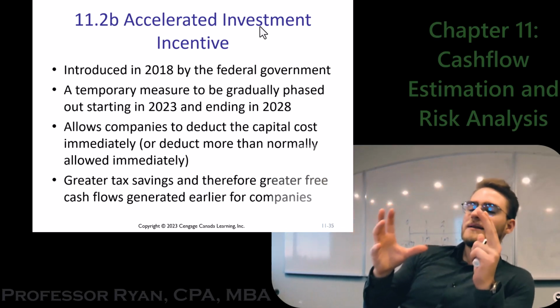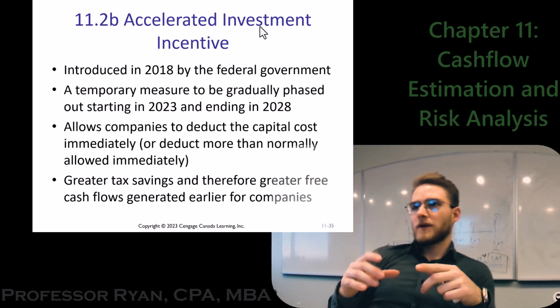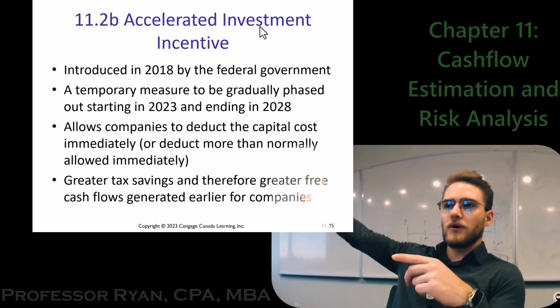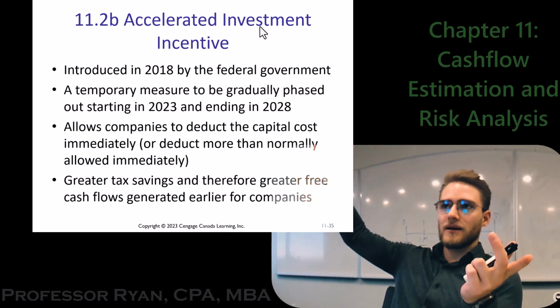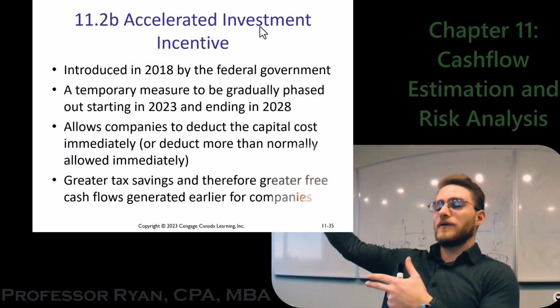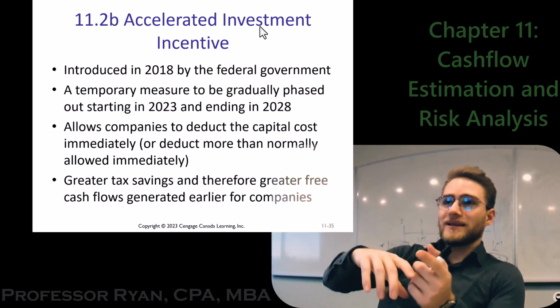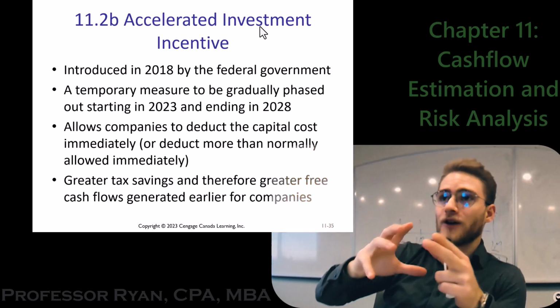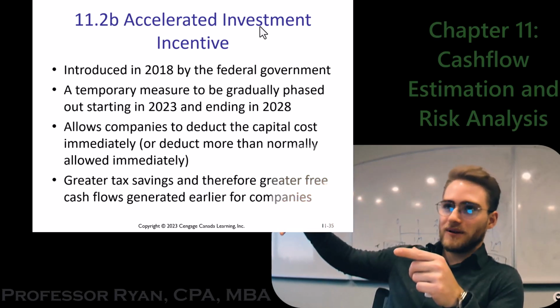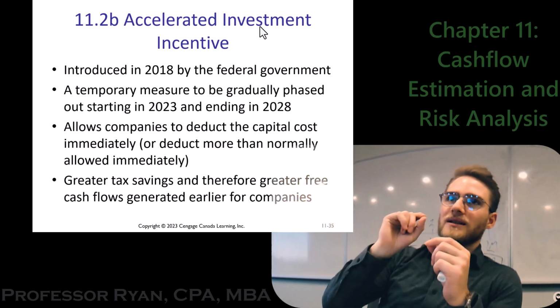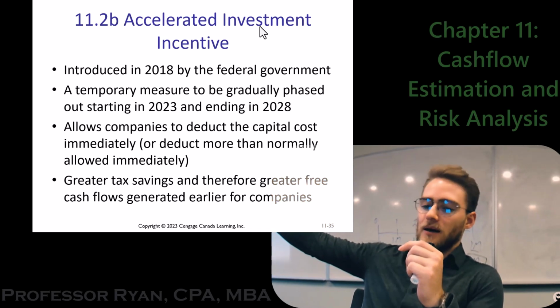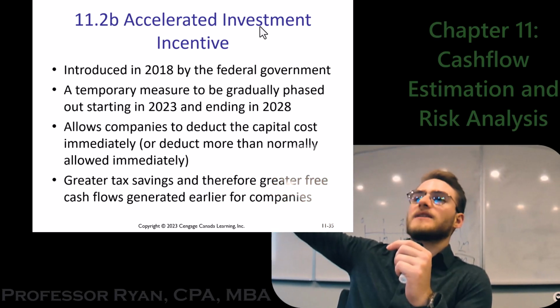And what that means is that in the first year, I described the half-year rule, where you can deduct 50% of what the full CCA would be. It's actually the opposite now. You can deduct the full 100% plus an additional 50%. So you can deduct 1.5 times basically what you previously would be able to.